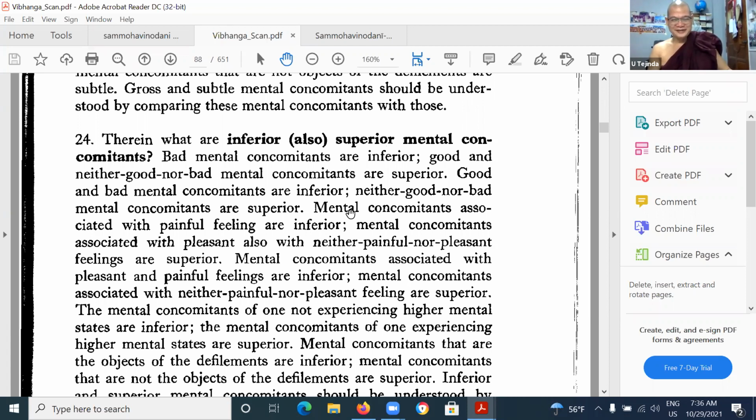Sadhu, sadhu, sadhu, Sayadaw. You say sadhu, you want me to stop, is it? No, it's reached the end already, Sayadaw. One more paragraph, you know? Yeah.